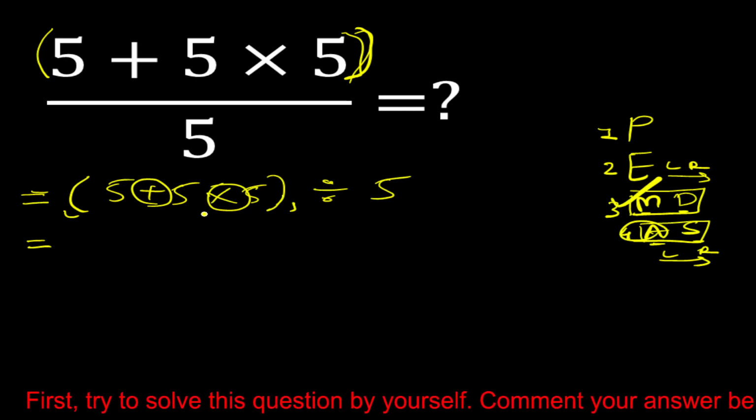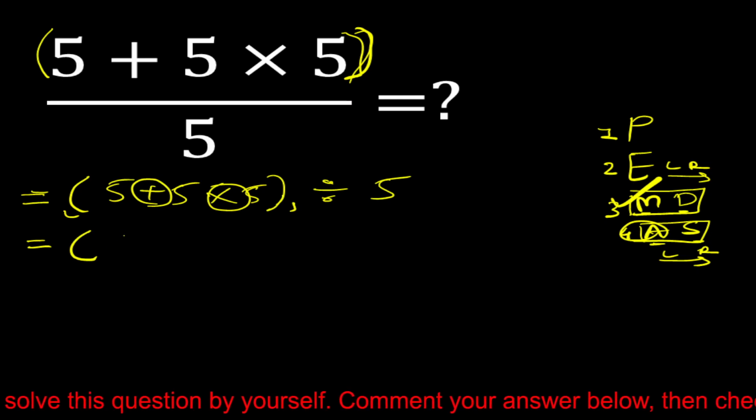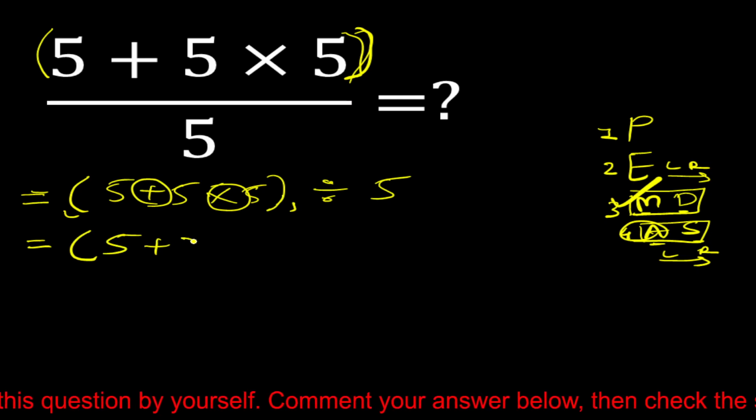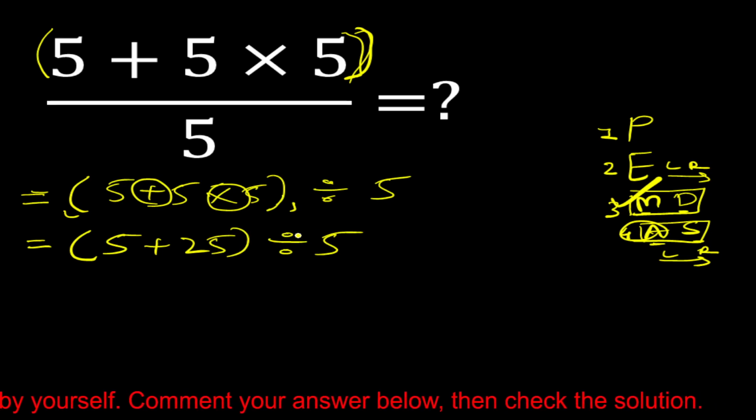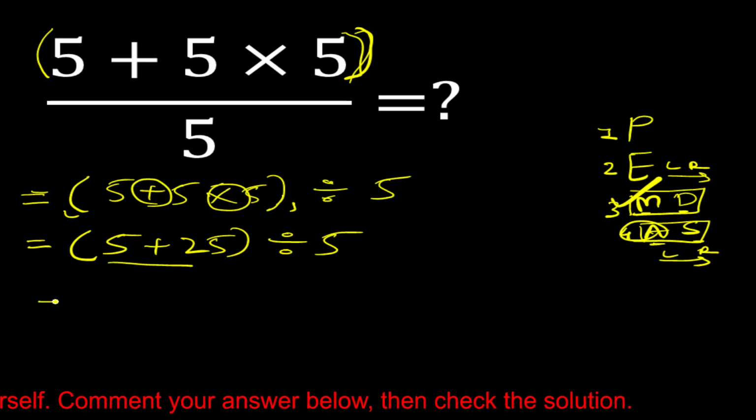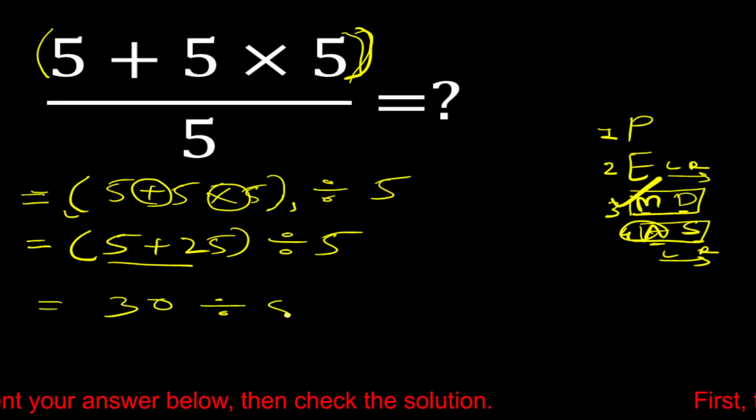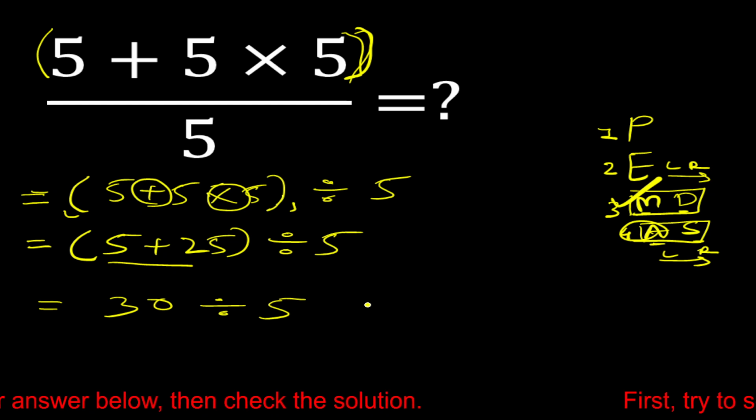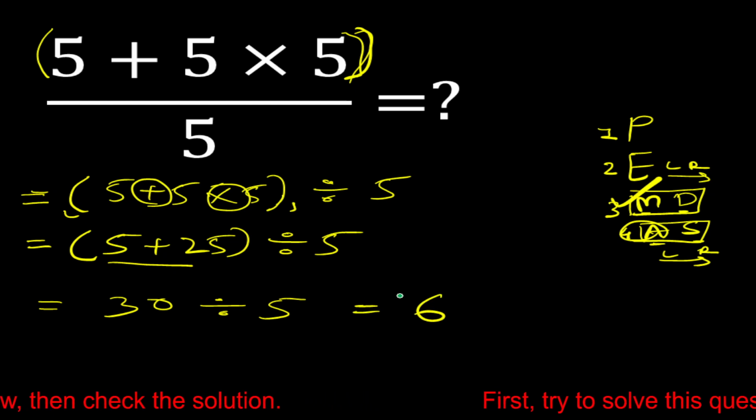So, first 5 multiply 5 is equal to 25, so 5 plus 25 divided by 5. Now 5 plus 25 is equal to 30 divided by 5. So 30 divided by 5 is equal to 6. So the correct answer is 6.